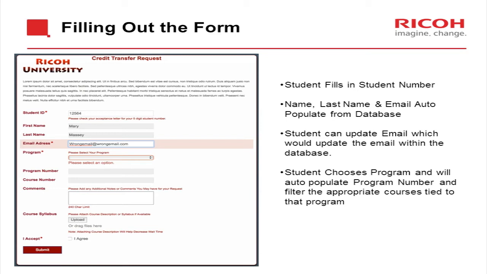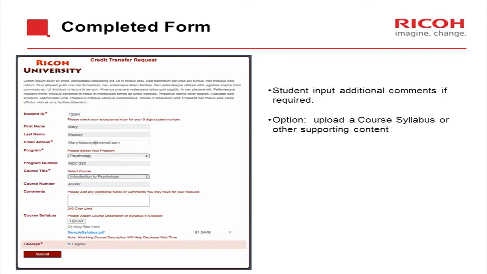The student chooses the program, which auto-populates the program number and filters the appropriate courses tied to that program. So the form is already automating what the student can fill in and is automatically validating along the way to increase accuracy. Any additional student input and comments can be added, and the student is also presented with an option to upload the course syllabus or other supporting content to support the request.